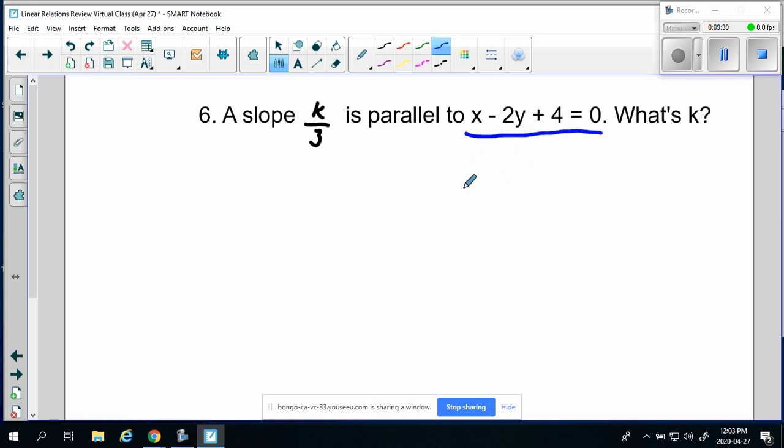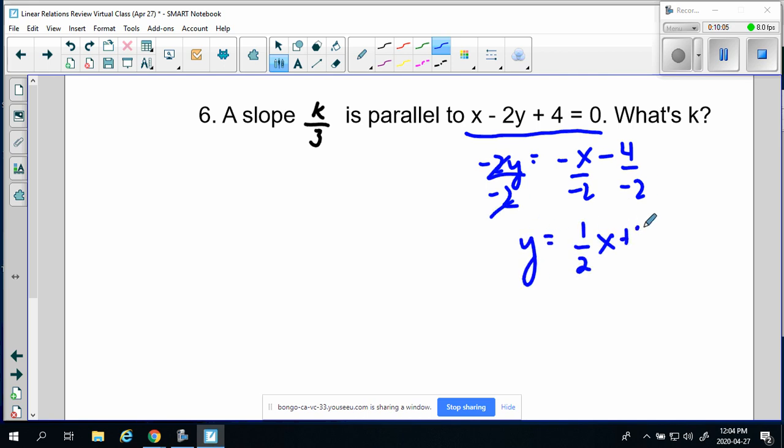Unfortunately, this line is in general form, which means that you cannot simply read the slope off of this line. You actually need to convert it to y equals mx plus b. Otherwise, you cannot read the slope. So we're going to try and isolate for y. So I'm going to move the x and the 4 over to the other side. So -2y is equal to -x minus 4. Then I'll divide everything by -2 and I'll be left with y is equal to 1/2 x plus 2. So there is my line in a form where I can actually read the slope. But the only thing I care about is the slope because this was parallel to this line. So I only care about the slope of it.